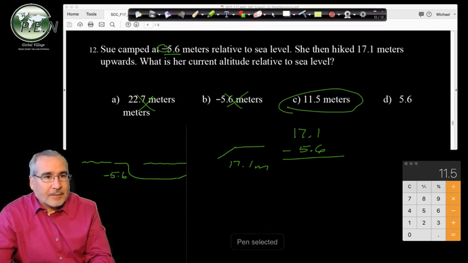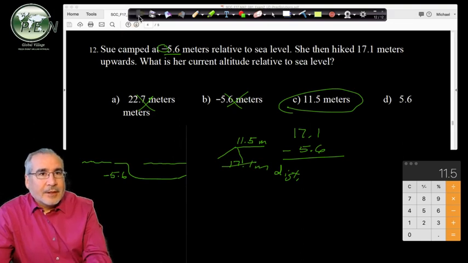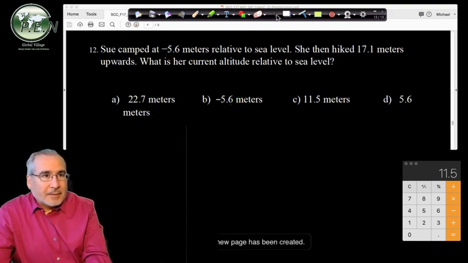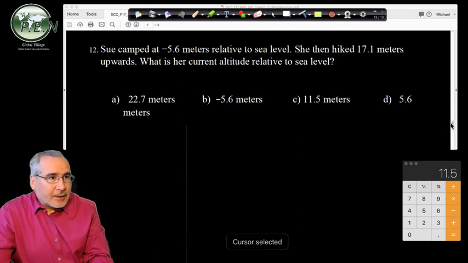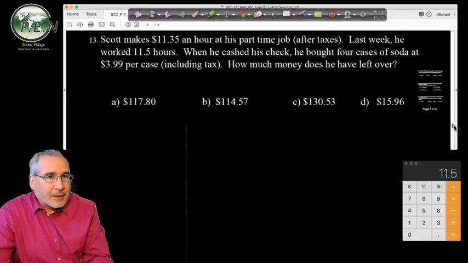Okay, so this is a distance here, not an amount above sea level. So she's now at 11.5 meters above sea level. Okay, 3 more. Almost there. And then again, it's your turn to review anything you had some difficulties on, and you'll be ready for Wednesday.